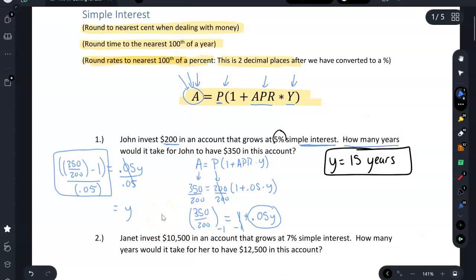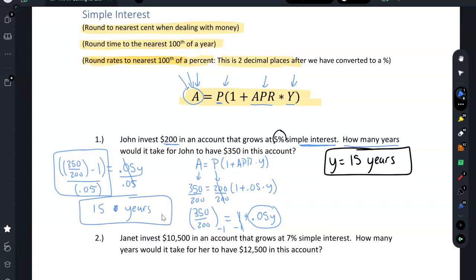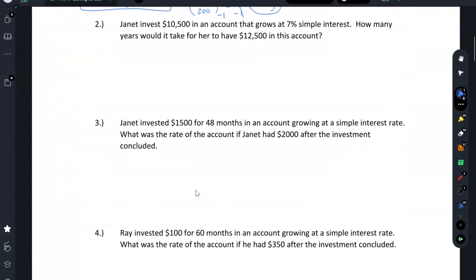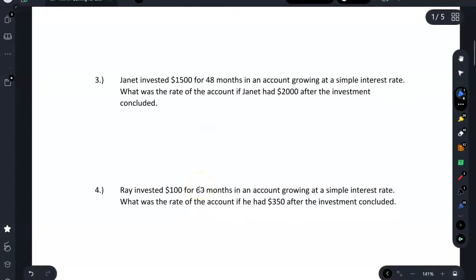So I got the same exact thing that I got. I just held off on all my calculation until the very end. So this was 15 years both times. You can do whichever method you prefer. Like I said, I'm going to do most of mine with that second method, because when the problems get tougher, that second method is helpful, because we're not dealing with ugly decimals throughout our problem. And we cannot round until the very end. Don't ever round in the middle of your problem. You can only round at the very end.